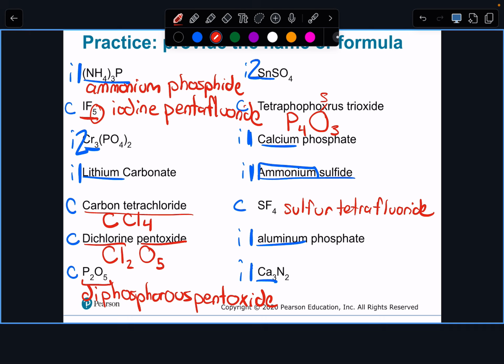Okay, I'm going to skip down to lithium carbonate. So now we're going the opposite direction. We're going from name to formula. So anytime you have that, you write down the first part with its charge. You write down the second part with its charge. This is where that list is going to become really useful.